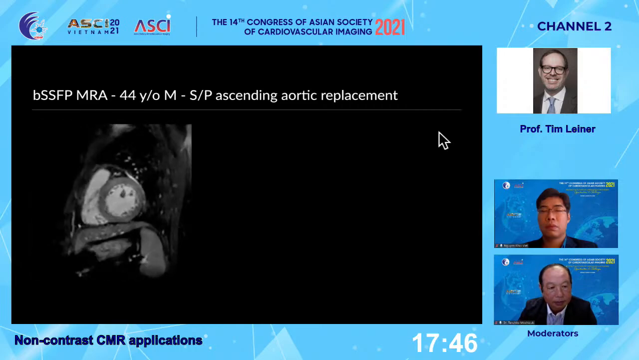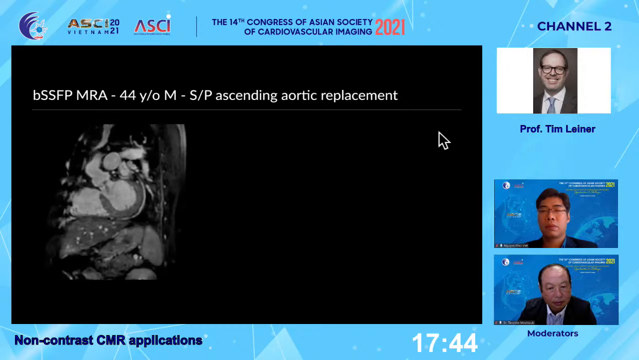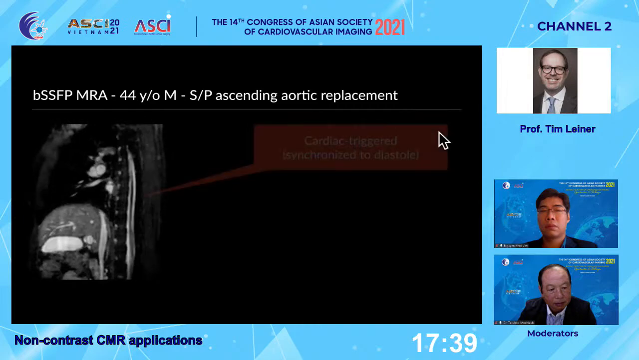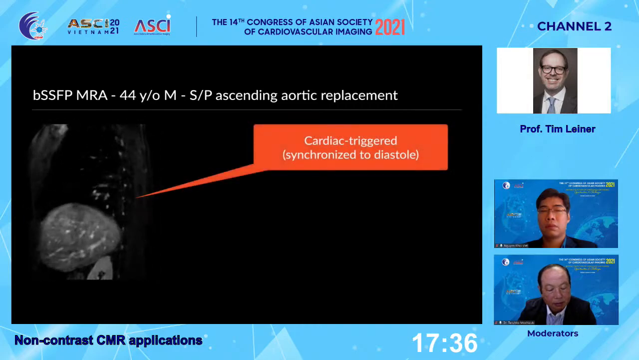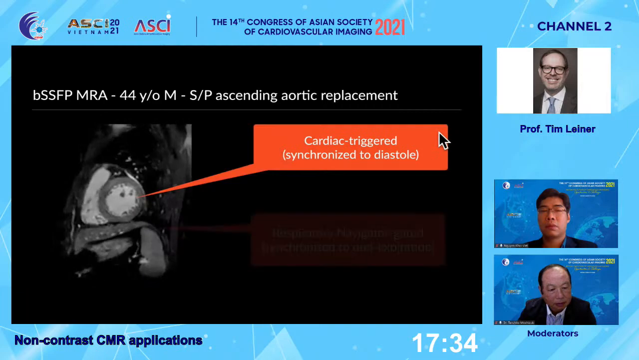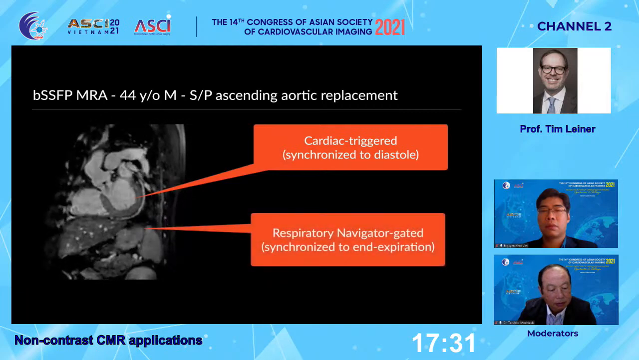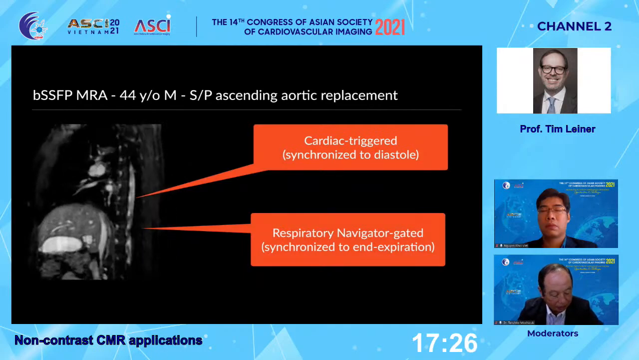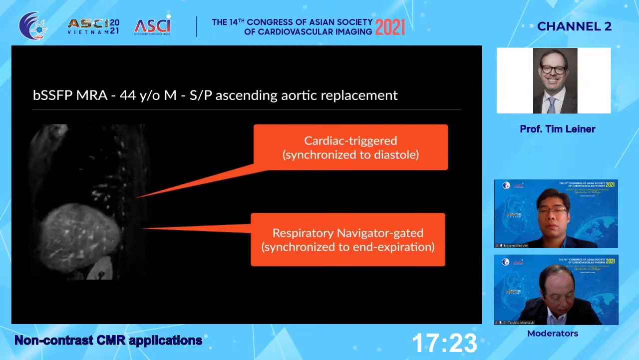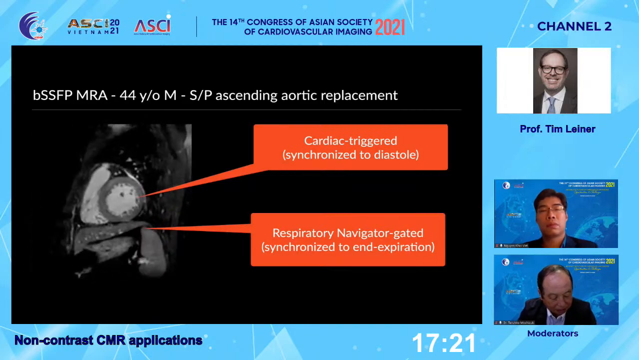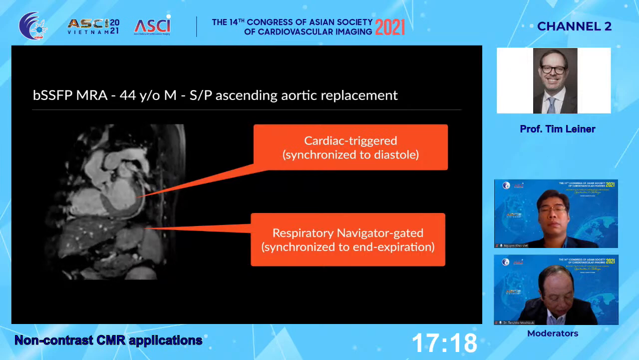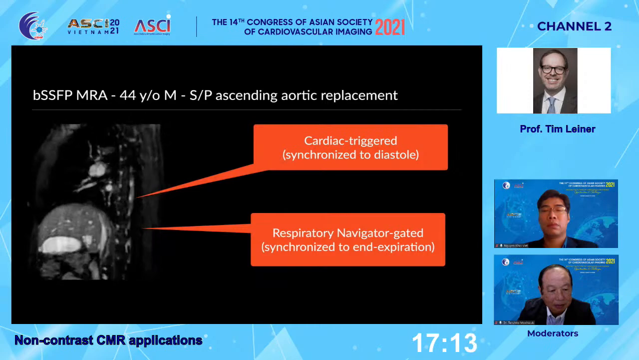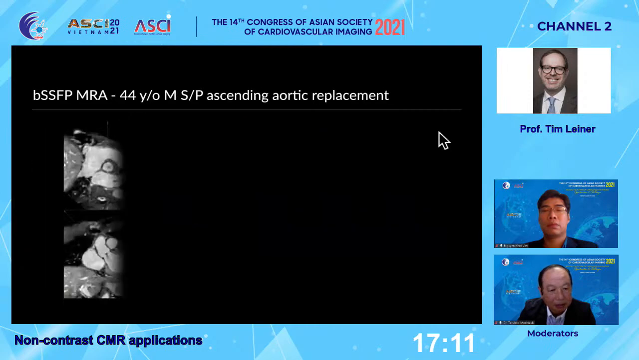And obviously this can be combined with conventional cardiac evaluation if needed to assess other aspects such as cardiac function. So this is cardiac triggered, so synchronized to diastole, and it's also respiratory navigator gated, which means that we take into account motion of the diaphragm, and this is synchronized to end expiration because that leads to the most reproducible position of the heart and the vascular structures in the chest.